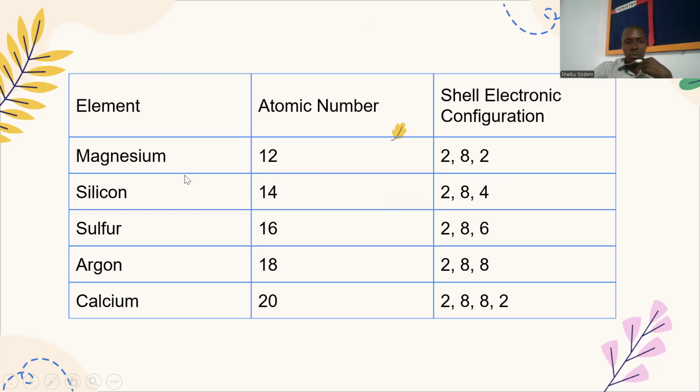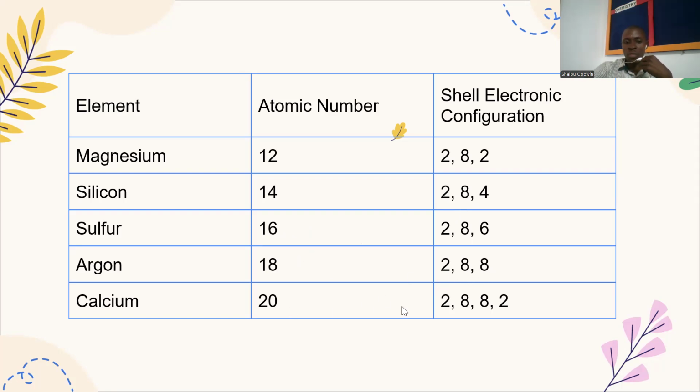These are the answers. This is the electronic configuration of magnesium. Magnesium has 12 electrons. So first shell takes two, second shell takes eight, and third shell will take two. Silicon has 14 electrons. Configuration will be 2, 8, 4. Remember, the second shell cannot take more than eight. And then sulfur has 16 electrons. Configuration will be 2, 8, 6. And then argon 2, 8, 8.